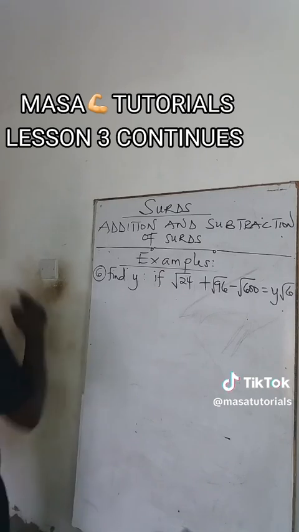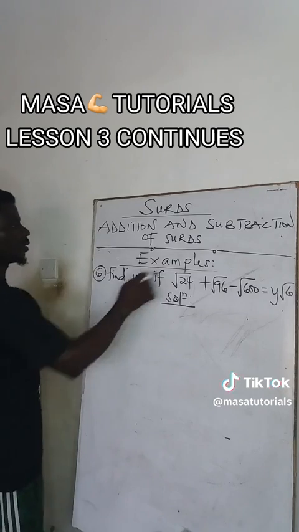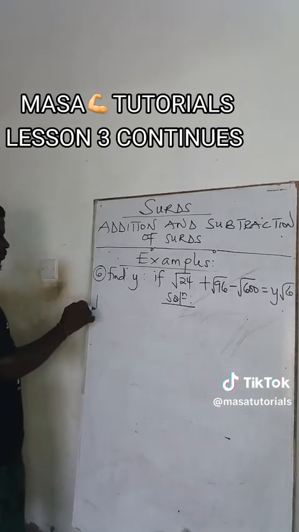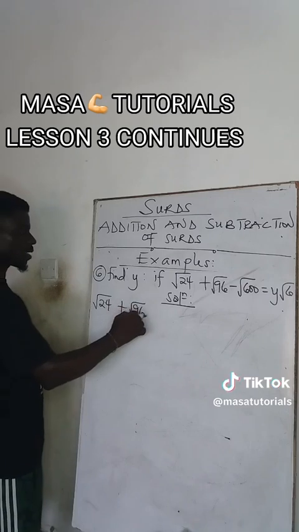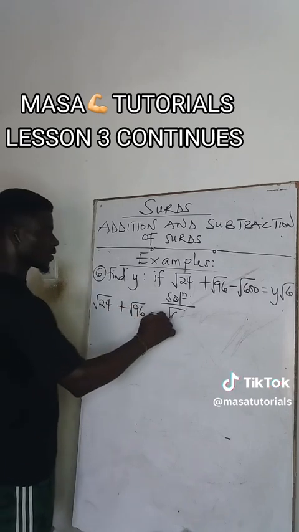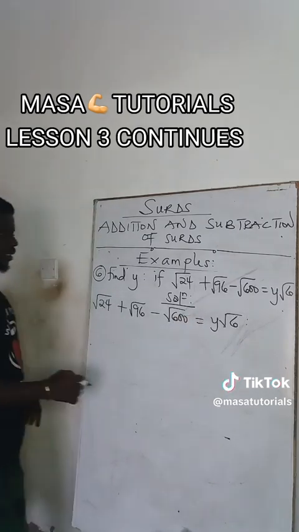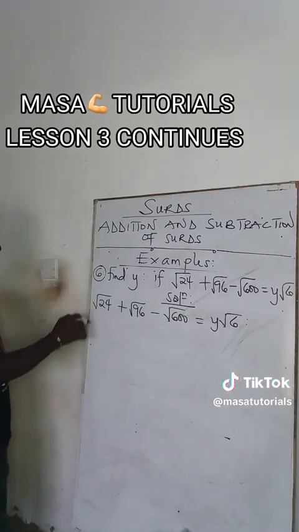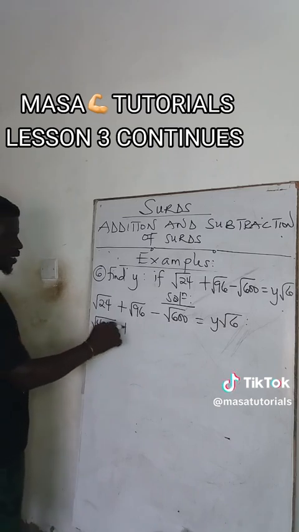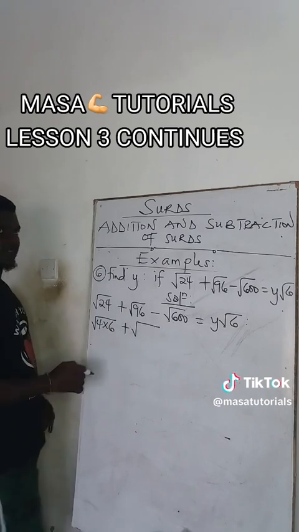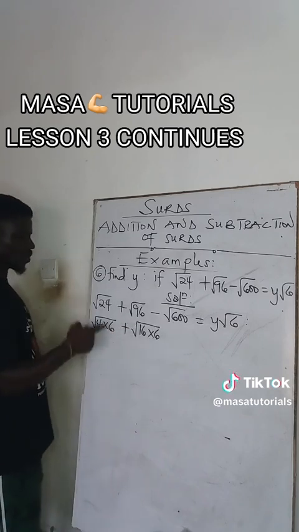Alright, let's see this one. Solution. Now, square root of 24 plus square root of 96 minus square root of 600 equals y square root of what? 6. Now we need to simplify. Square root of 24, that's 4 times 6, plus square root of 96. Well, is this 16 times 6?